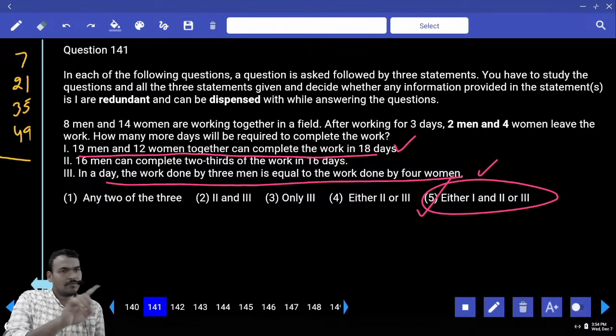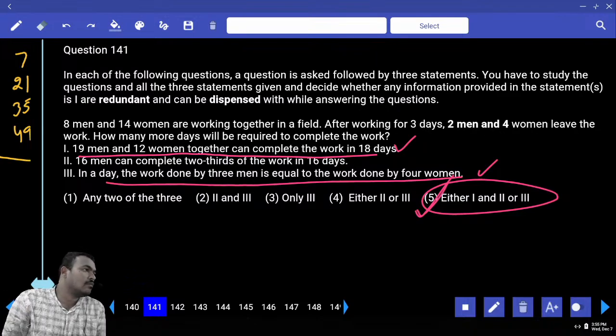If the option said any one of the 3, then we would choose that. But in place of any one of 3, which option is given here? Either 1 and 2 or 3.